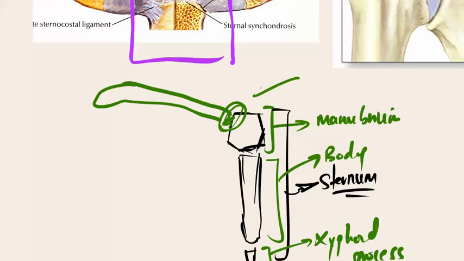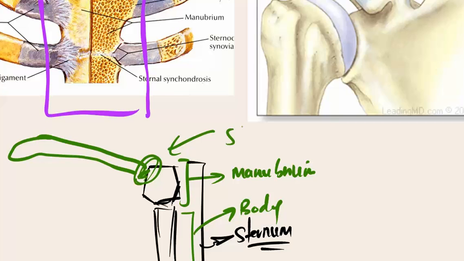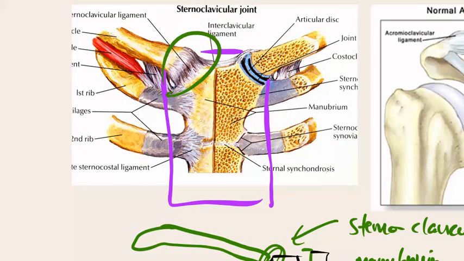And this is what we're calling the sternoclavicular joint. This is your sternoclavicular joint right here, right? So that's what we're seeing right here. This is your sternoclavicular joint.